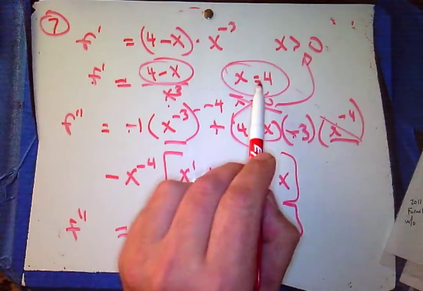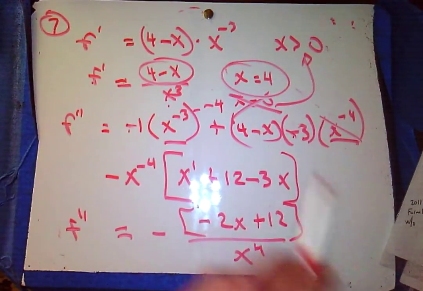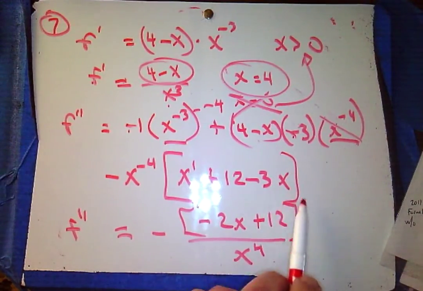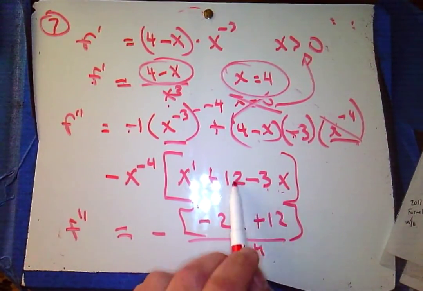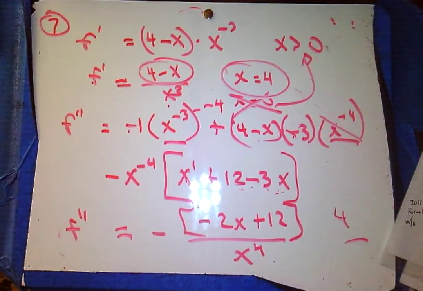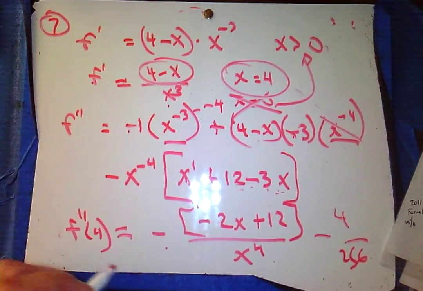And I want to know f double prime at 4. I probably shouldn't have distributed and combined like terms. It would have been much easier. Because 4 times 3 is 12, 12 minus 12 is 0, plus 4 is 4. So I have 4 on top, and I have 256 on the bottom, but don't forget that negative out in front.